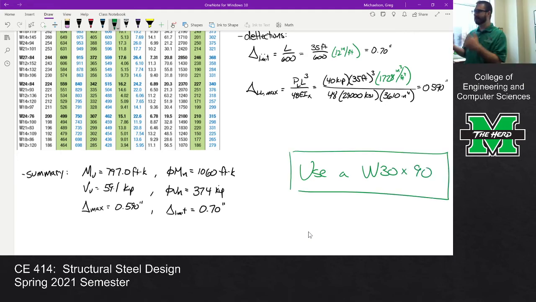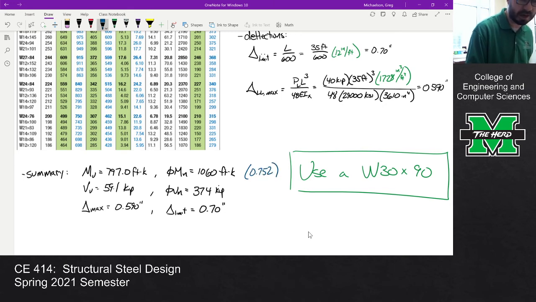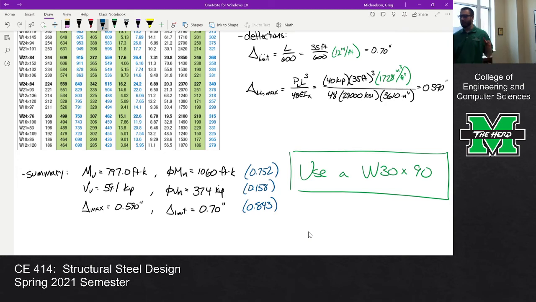And if you want, this is not necessary, but if you would like, we can check and see what was going to govern. So if I put some performance ratios out here, this is 0.752. I'm just taking the load over the resistance. This one over here, so 59.1 divided by 374, is 0.158. And this one is 0.843.